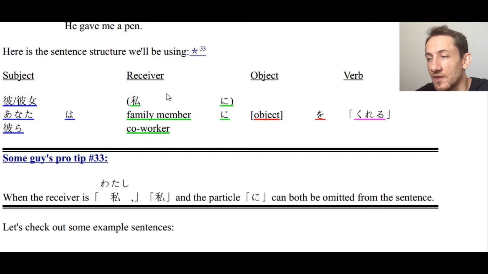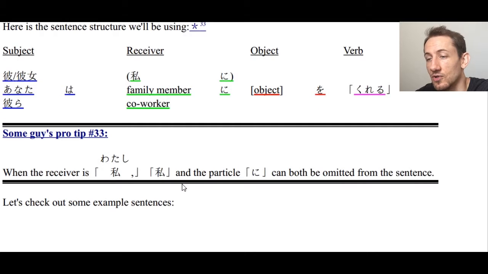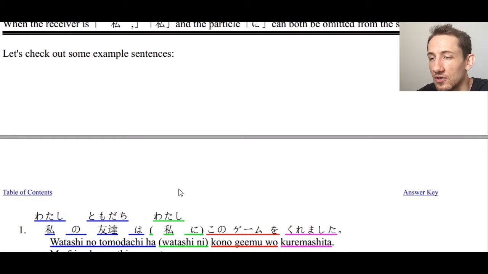Okay, so here our sentences will look something like this. The subject will be in blue, the receiver will be in green, object in red, and the verb kureru in purple. And also, just like the pro tip right here mentions, when the receiver is watashi and not my sister or my boss or manager or whatever, we can leave out of the sentence watashi and ni altogether. So we'll look at some sentences and it'll make it a little more clear.